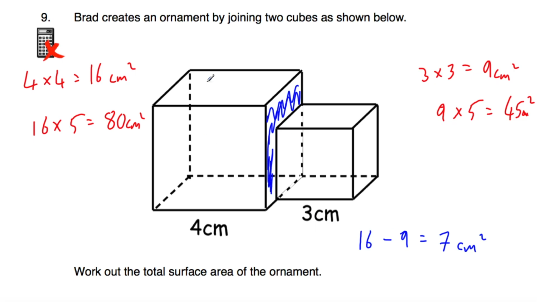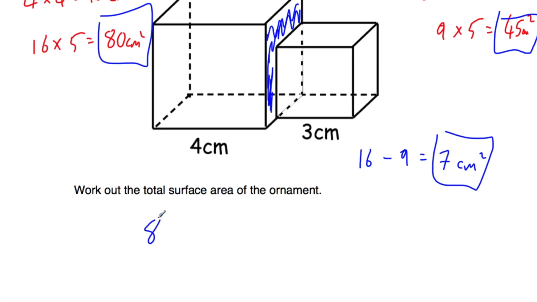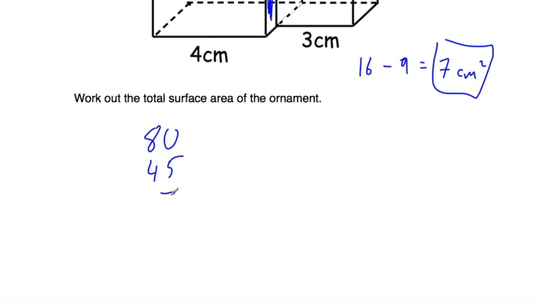So that's fantastic. We now know the area of the 5 faces of this cube that aren't joined up. So the area of those 5 faces would be 80 centimeters squared. We know the area of the 5 faces of this cube that aren't joined up is equal to 45 centimeters squared. And then we know that this shaded region has an area of 7 centimeters squared. If we add them up, that'd be the total surface area of the ornament. So we just need to do 80 plus 45 plus 7, and when we do that, we get the total surface area of that ornament.